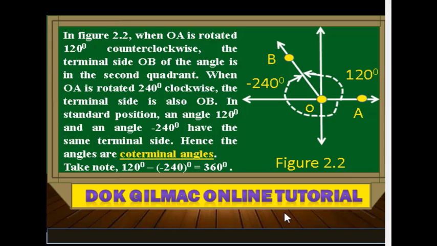Take note, 120 degrees minus negative 240 degrees is just equal to 360 degrees. So as you can see here, ray OA is the initial side and ray OB is the terminal side. So 120 degrees and negative 240 degrees have the same terminal side. Therefore, they are called coterminal angles.